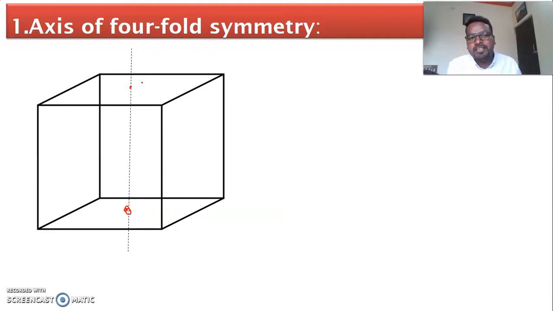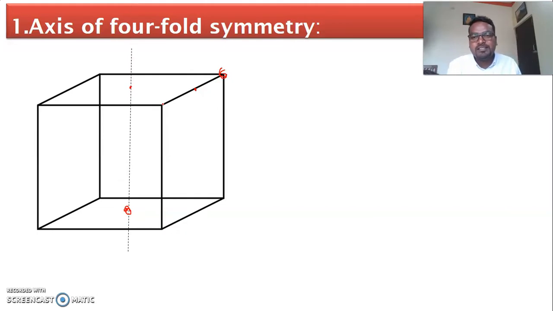So in the previous case, it passes through corners and edges. In the case of twofold, it passes through edges, and in the case of threefold, it passes through the corners. But in the case of fourfold symmetry, it passes through two opposite faces, dear students. So faces, corners, and edges, don't get confused.